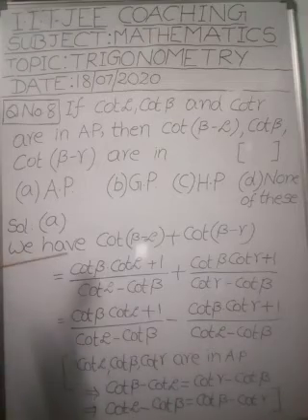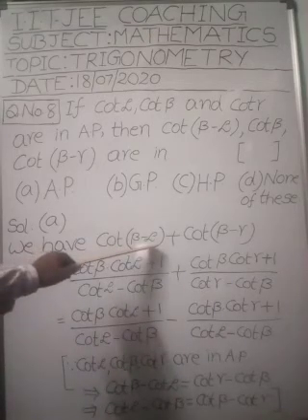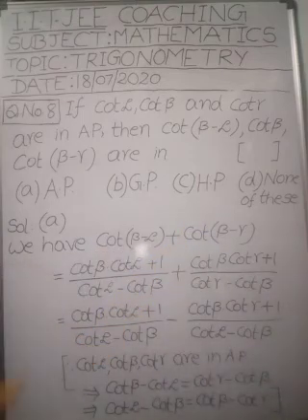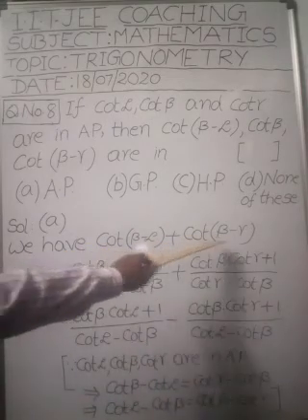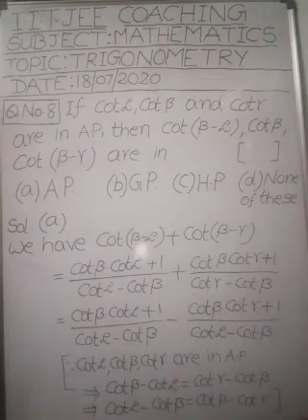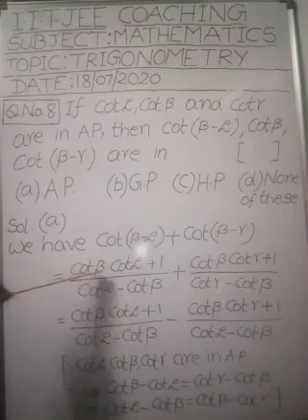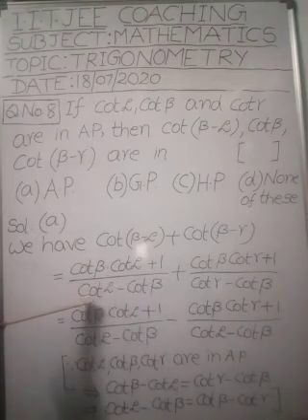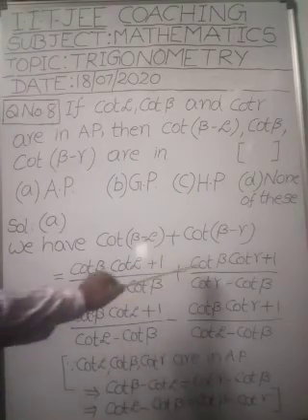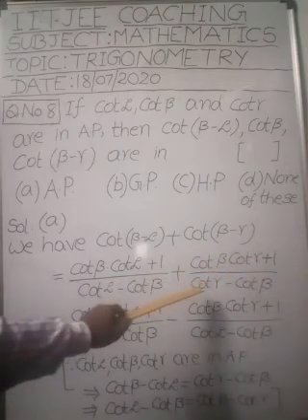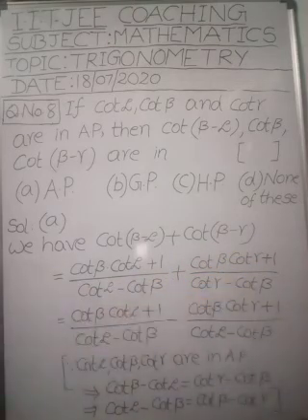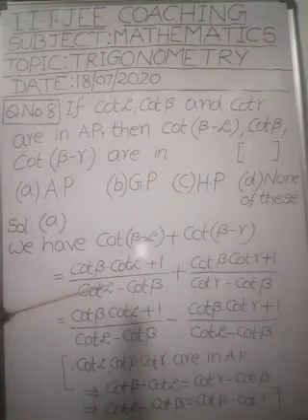See, we have cot(beta minus alpha) plus cot(beta minus gamma). We are taking this expression. Here, this is in the form of cot(A minus B). Here also it is in the form of the cot(A minus B) formula. We are applying that formula. So (cot beta cot alpha plus 1) by (cot alpha minus cot beta) plus, here also the same formula is applied, (cot beta cot gamma plus 1) by (cot gamma minus cot beta). Understood this step, my dear children?